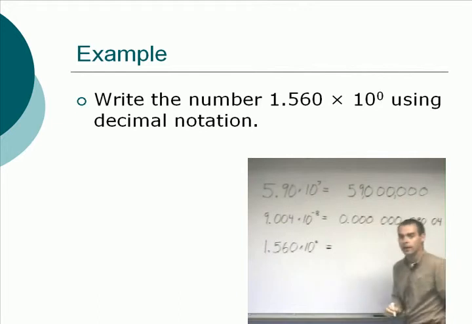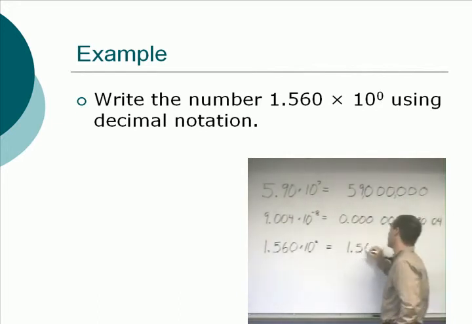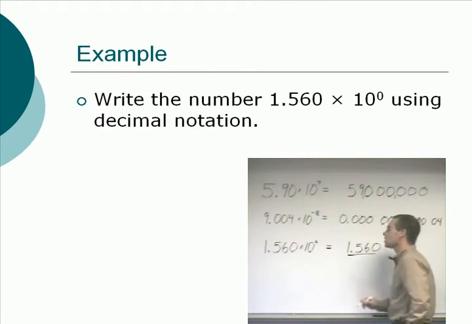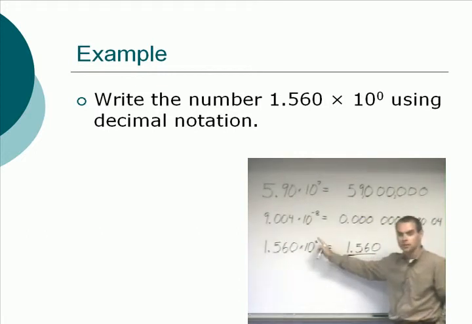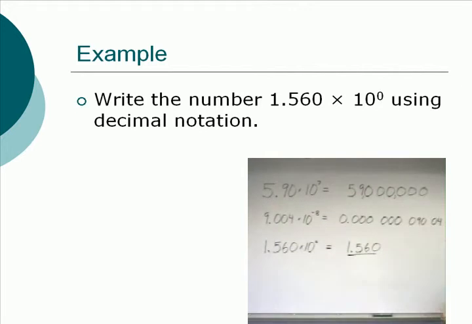This number is equivalent to what? 1.560. No need to move the decimal point. 10 to the 0 means you're multiplying it by 10 to the 0th power, which is actually, what's every number to the 0th power? We haven't mentioned this yet. 1. Any number to the 0th power is 1, so it's just 1.560.